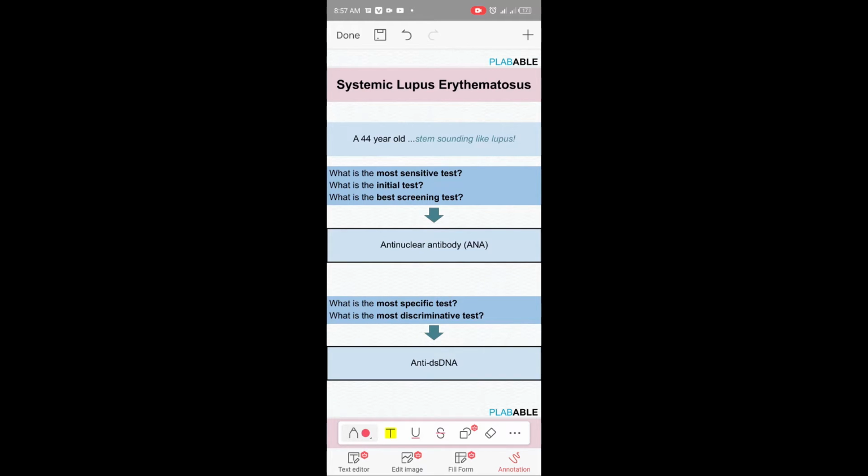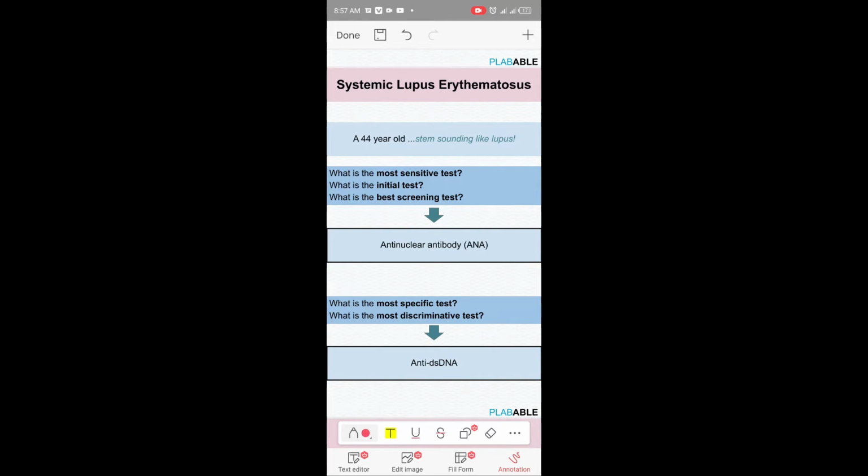This is a little bit more about the questions which they are going to ask. Which one is more sensitive? ANA is most sensitive. Okay, what's the initial test? ANA is the initial test you need to go for. What is the best screening test? ANA. Now in the new criteria, they have put that for the SLE diagnosis, ANA must be positive, because it is 99% sensitive.